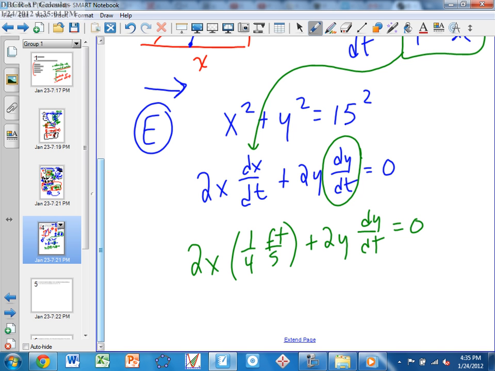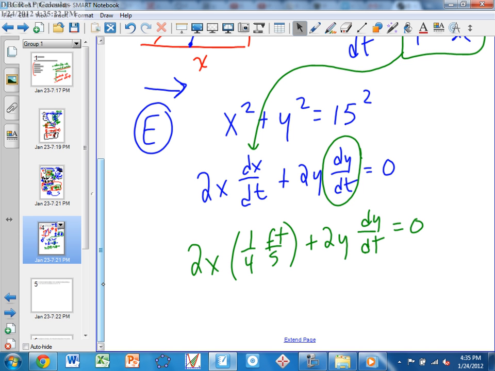Again, I'm looking for dy/dt, so I don't have to worry about that. But as was said a minute ago, we might have to do some substituting in. We need to know what y and x are. We don't know what they are. Now, here is the trick to this problem. This is where Algebra 2 and physics come together.